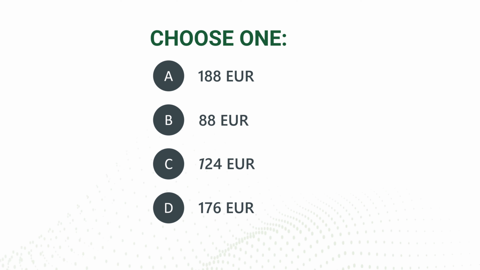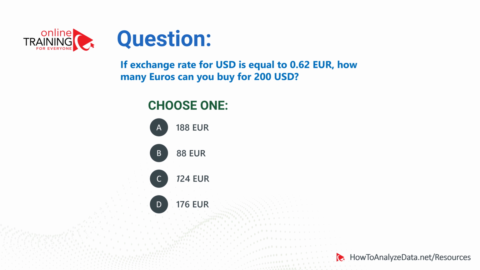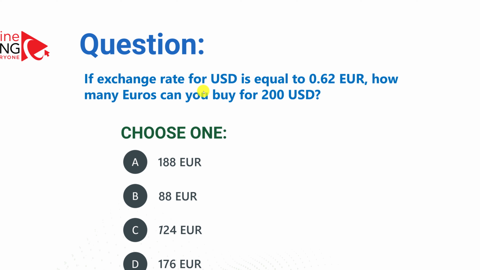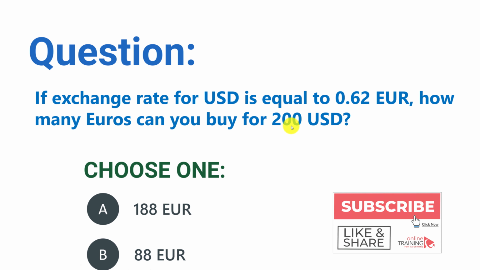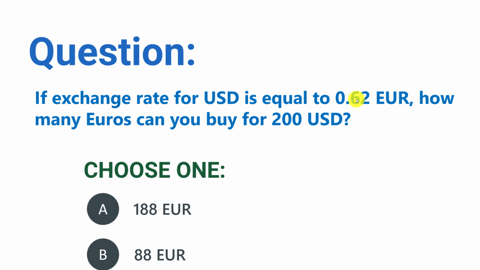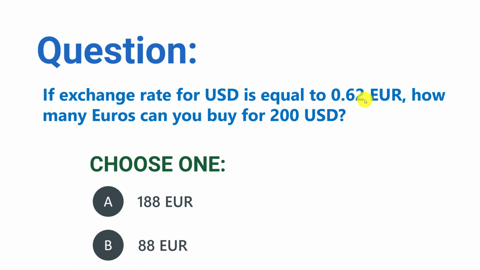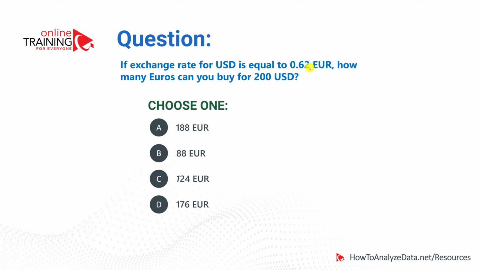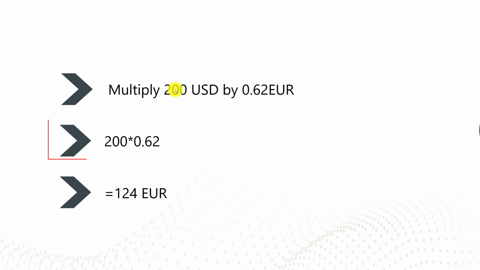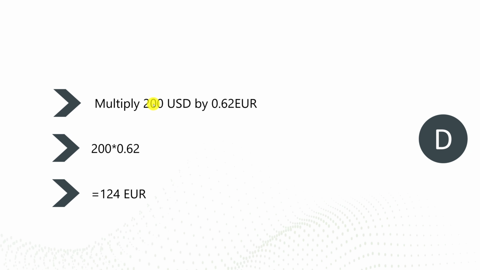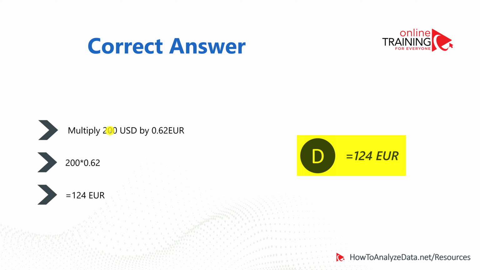A lot of times when answering this question, you may not have access to the calculator. So you may need to do the math in your head. To do the math in your head, the easiest way is to do it for $100. For $100, you'll be able to buy 62 euros. Then for $200, you'll be able to purchase double of that, which is 62 multiplied by 2, which equals 124. Let's recap. To answer this question, you need to multiply 200 by 0.62, which is an equivalent of 124. So choice D is the right answer. I'm pretty sure you nailed this question.